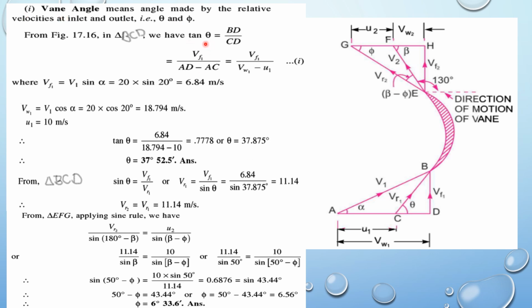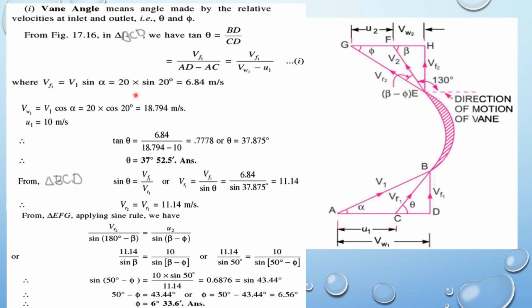As I have told earlier, you have to apply the concepts of trigonometry here and look at the triangles. For that only you have to draw these velocity triangles correctly. So in triangle BCD, from that tan theta is equal to BD by CD. So BD can be Vf1 and CD we can write as AD minus AC. You can solve this problem by looking at this velocity triangle.